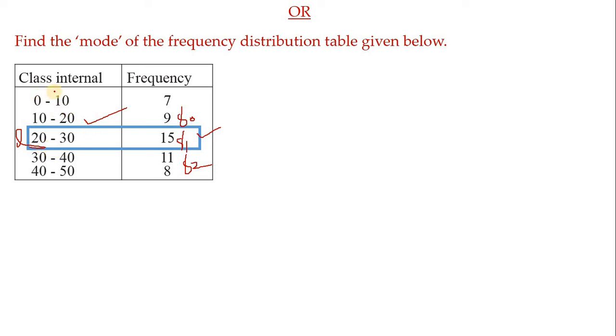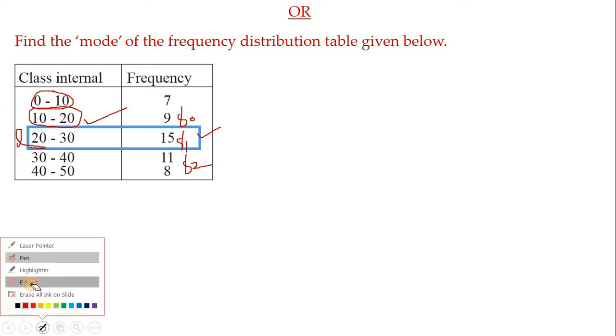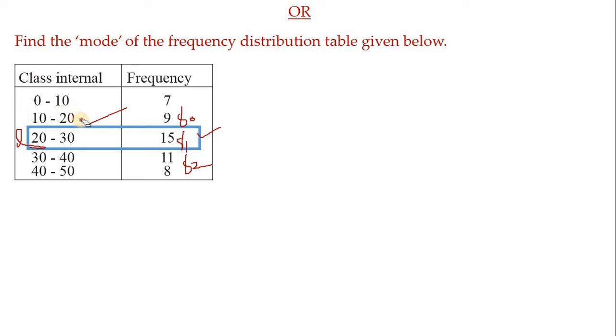And next look here, 0 to 10, how much difference is there? There is a difference of 10, that is the h value. For any class interval, the difference is 10 only. So hence the h value is 10. Children, now let me write down all the things I have noted here.